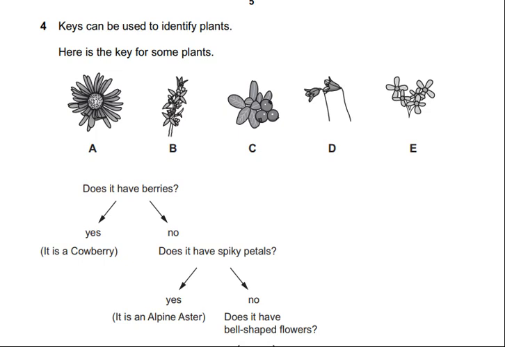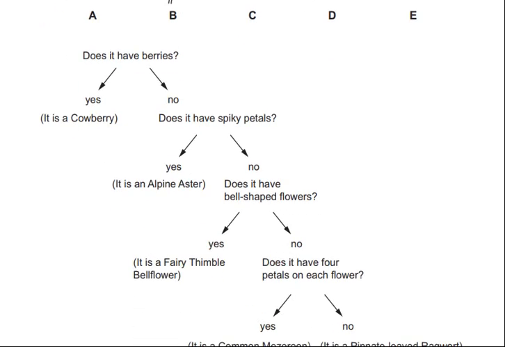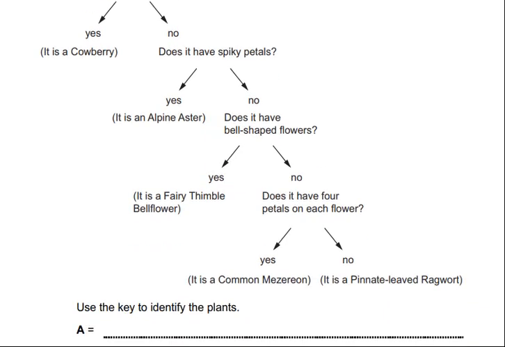Does it have berries? Plant A, does it have berries? Yes or no? Of course, it doesn't have any berries, so the answer is no. Now we will move to the other question. Does it have spiky petals? Again, the answer is no. So if the answer is no, then we will move to the other question. Does it have bell-shaped flowers? If the answer is yes, we go to the yes side. If no, to the no side. So again, the answer is no, then we move to the other question.